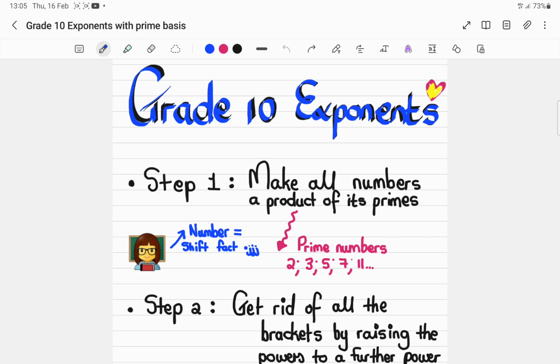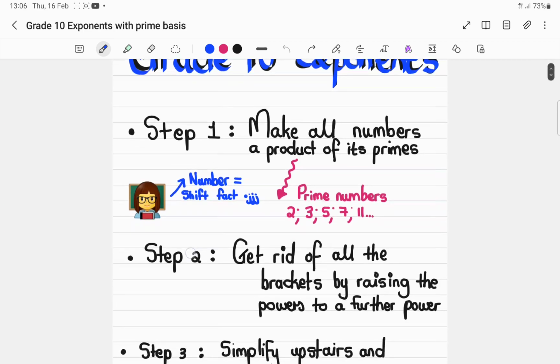Why do we want that? Why do we want prime numbers? So that we have the same base, so that we can multiply and divide, because the rule with multiplication and division with exponents is that you need the same base. You keep the same base and you add the exponents when you multiply, or you keep the same base and you subtract the exponents when you divide. Okay, so make all the numbers a product of its primes.